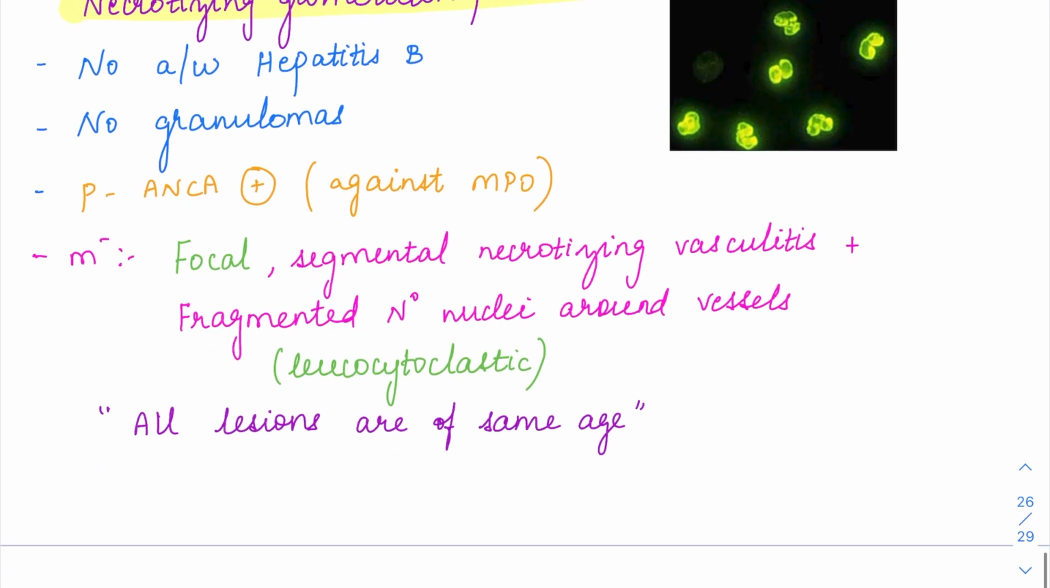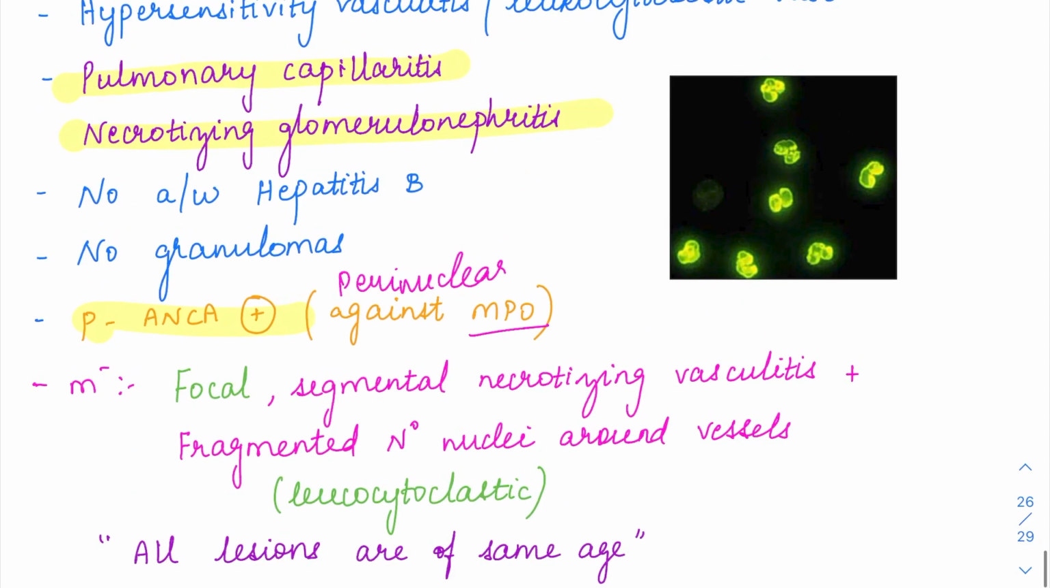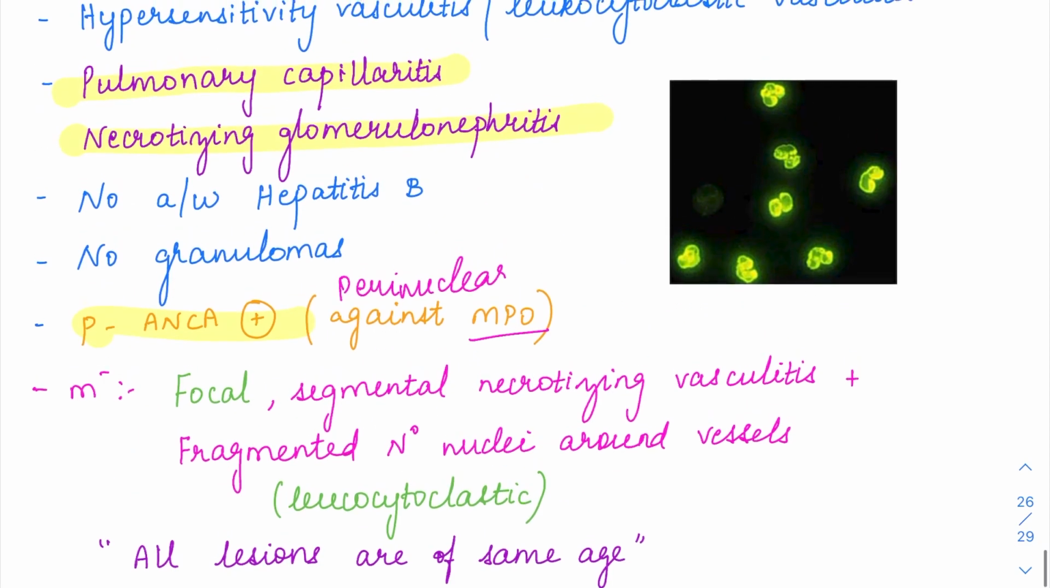In PAN also there was no granuloma formation, but here it is going to be ANCA associated, and the ANCA here will be P-ANCA. P stands for perinuclear. So perinuclear, we have an enzyme called MPO, which is myeloperoxidase. So against this MPO, they are going to form the antibodies.